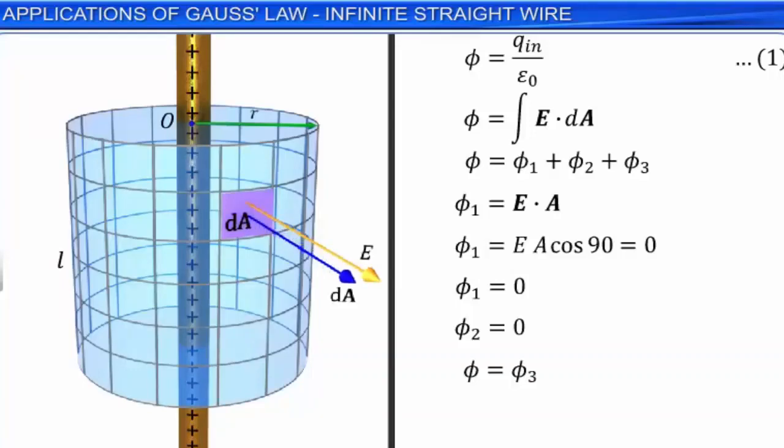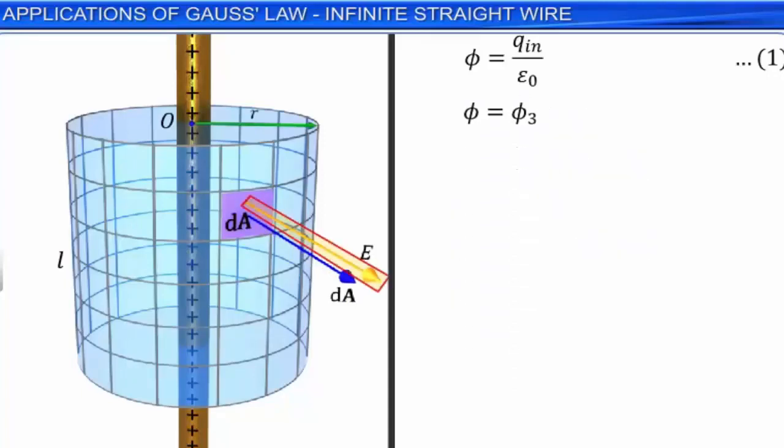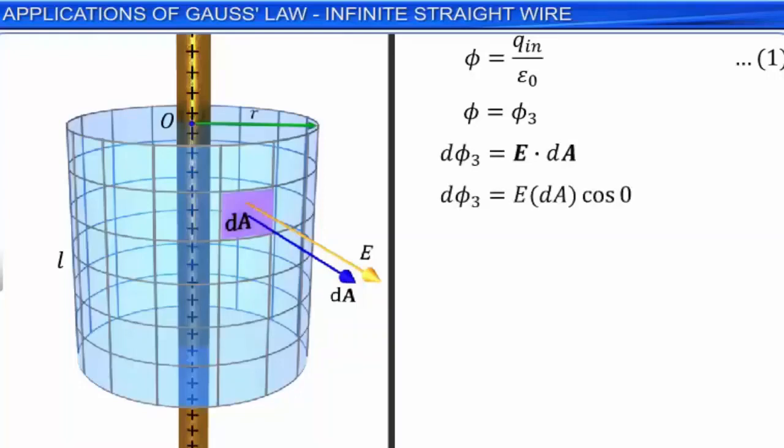Since E is parallel to the vector dA, the electric flux d phi 3 passing through the element is equal to E dot dA, which is equal to E dA cos 0, and this is just equal to E dA. Let this be equation 2. To find the total electric flux phi through the Gaussian surface 3, we now integrate d phi 3. Therefore, phi is equal to integral d phi 3, which is equal to integral E dA.